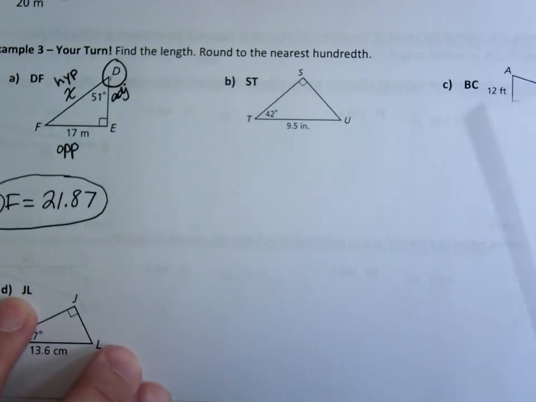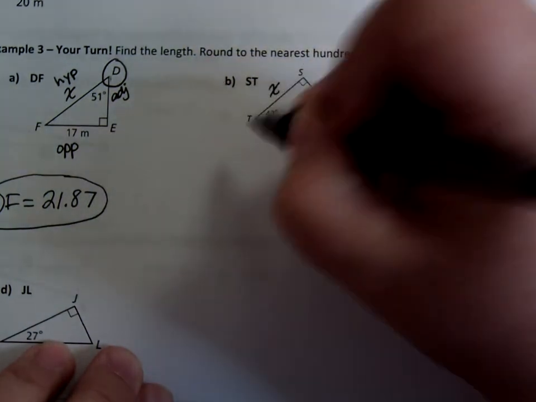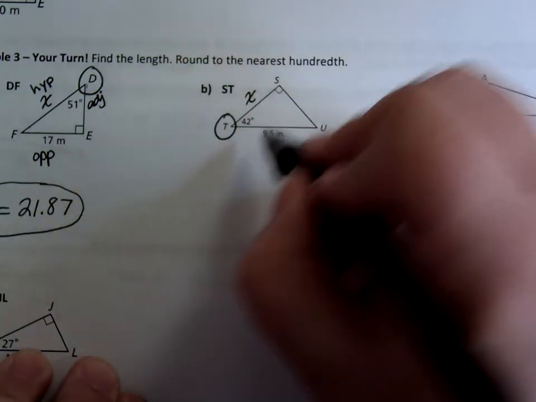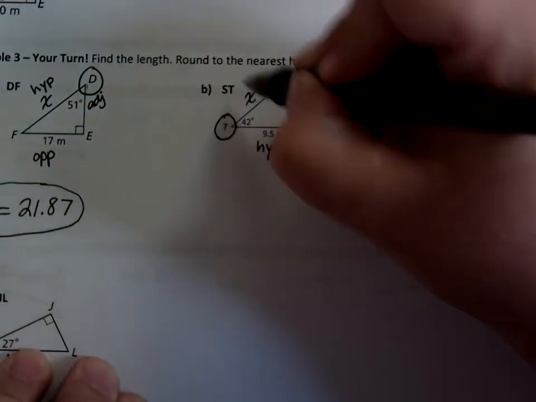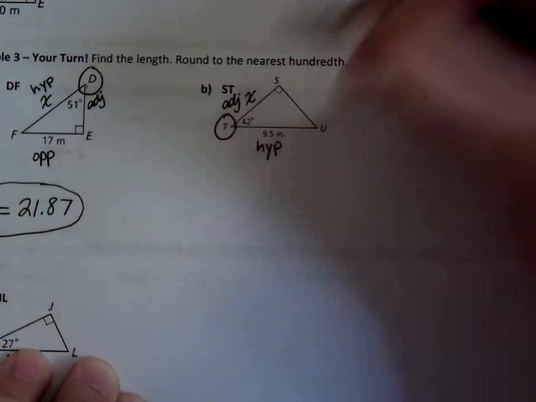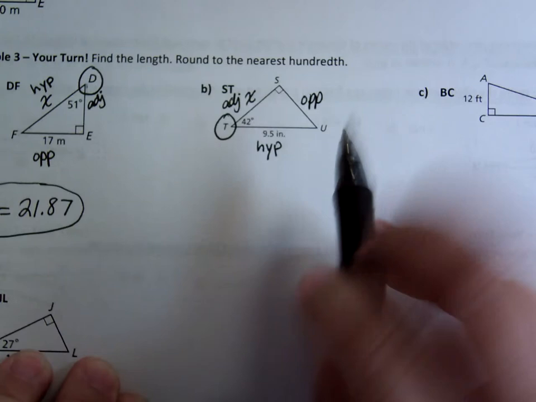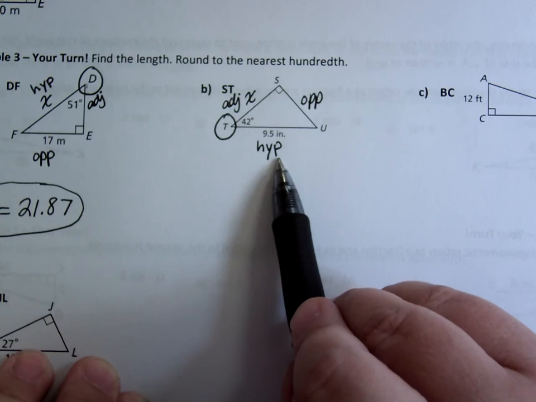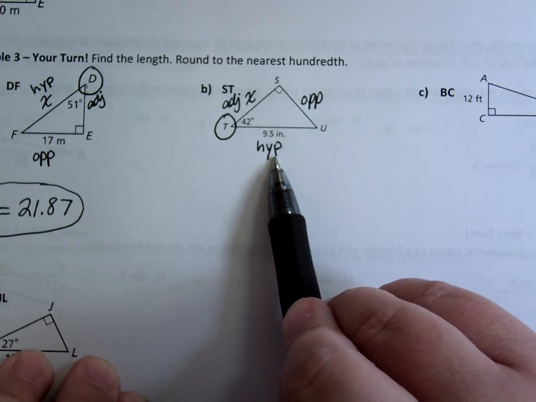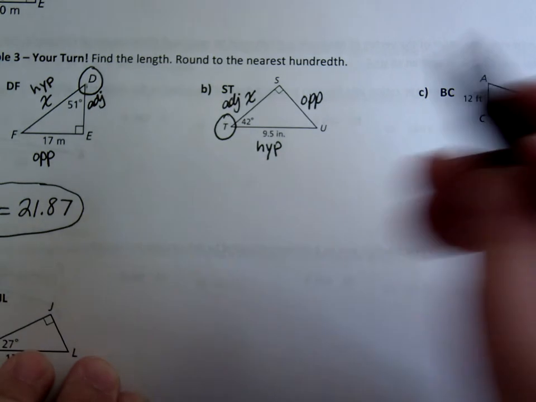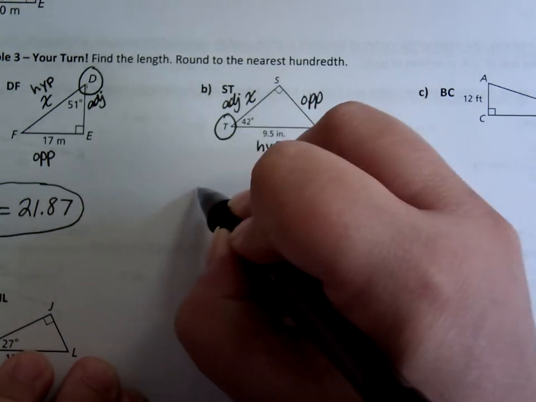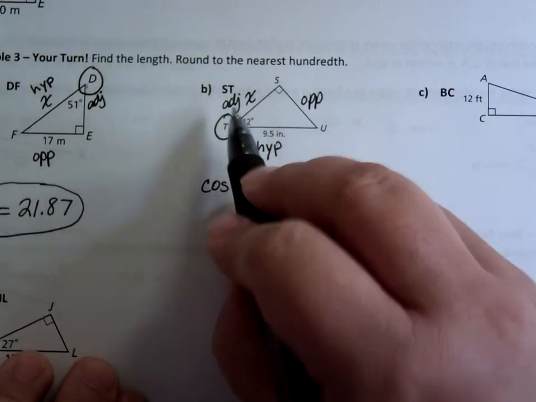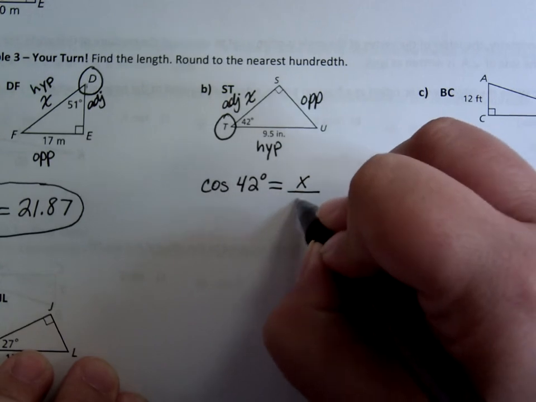Next, looking for ST. And I'm going to do it using angle T. So that makes, here's the hypotenuse, it's across from the right angle, and here's the adjacent. That makes this the opposite. I don't need the opposite, and I don't have the opposite, so I'm not going to use it. I'm going to use the adjacent and the hypotenuse. We only use two at a time. Adjacent and hypotenuse is cosine. So my equation will be cosine 42 degrees equals adjacent, which is x, over hypotenuse, which is 9.5.